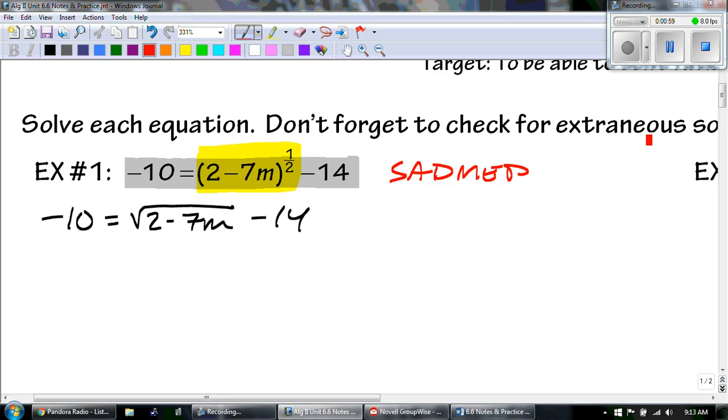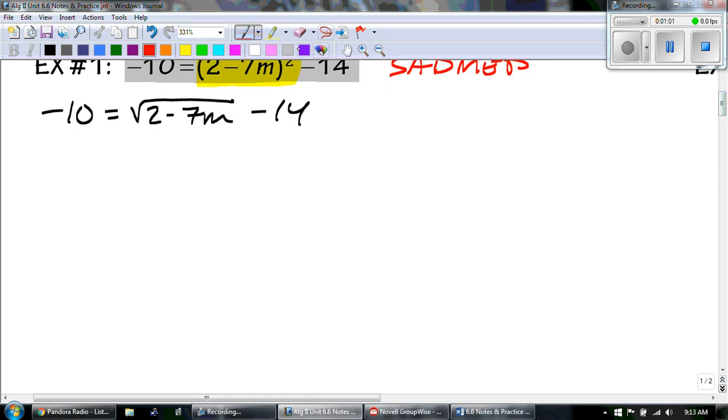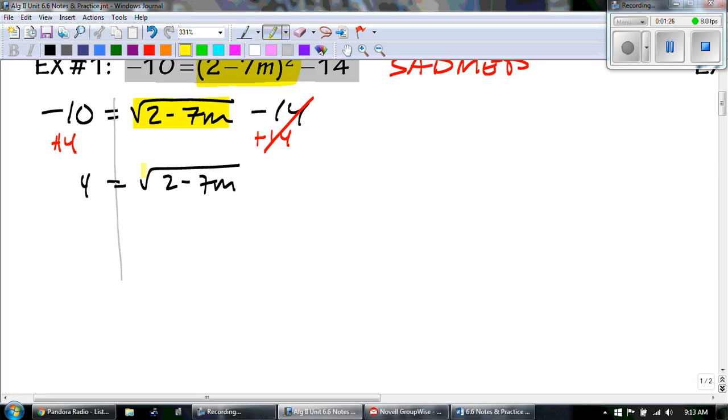Stat Map. Okay, so inverse operations. I have a negative 14, so I'm going to add 14 because my goal is to get the square root by itself. Negative 10 plus 14 is 4, and that equals the square root of 2 minus 7m. So to get rid of the square root, I want to square it, and what I do to one side, I do to both sides.